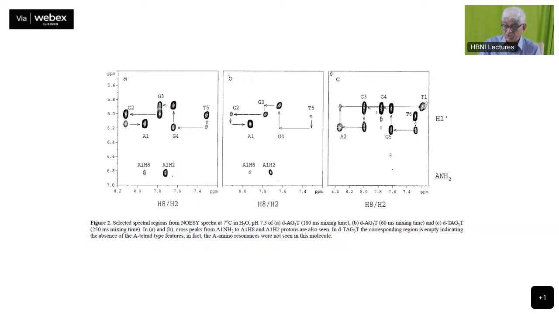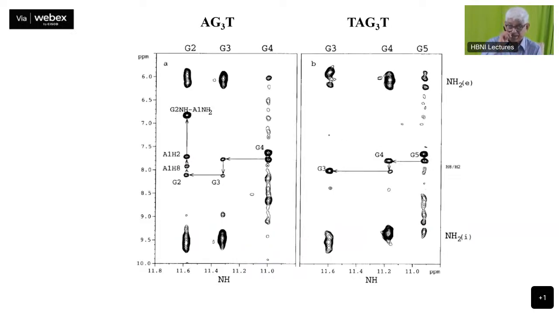And this was not present, notice here, in the TAG3T sequence. The moment I put a T at the 5' end, these peaks belonging to AG3T disappear. The tetrad is no longer formed if there is another T over there. So look at the variation, how that can happen. And this is AG3T and this is TAG3T.